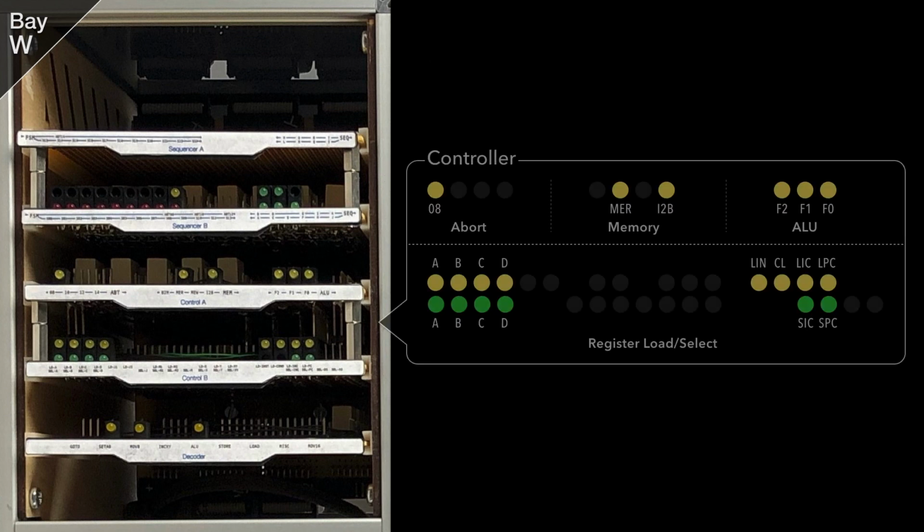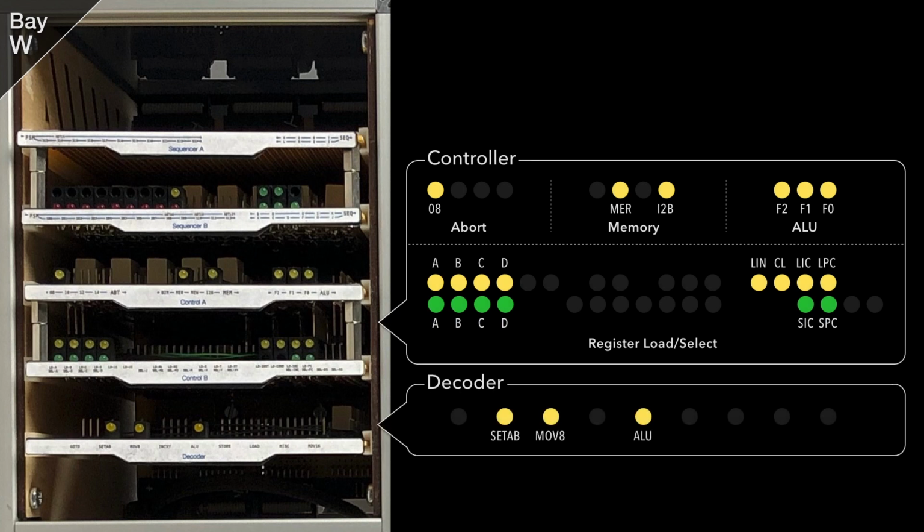Next is the controller, again made up of 2 cards, and finally the decoder at the bottom as a single card. The decoder takes the current value in the instruction register and decides which instruction class that represents. The controller then takes that instruction class and operates the right control lines at the right time according to the sequencer pulses.